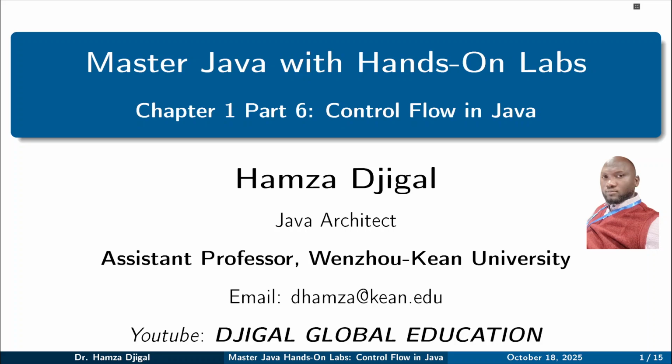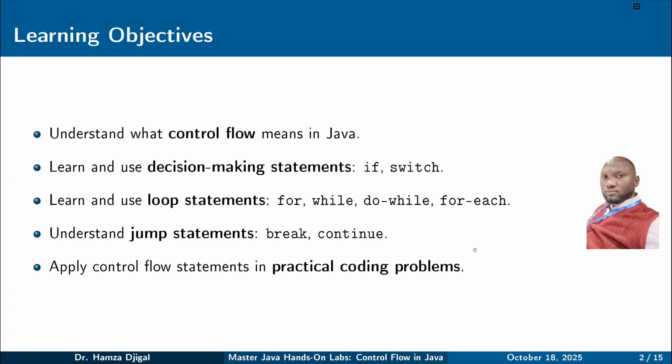Today we'll talk about control flow in Java. So, the main objective is to explain first what a control flow is. We'll see some types of decision making statements like if and switch, and also some loops: for, while, do while, and for each, which we use in most cases during programming or during any software development.